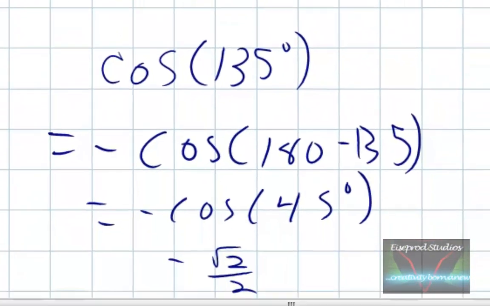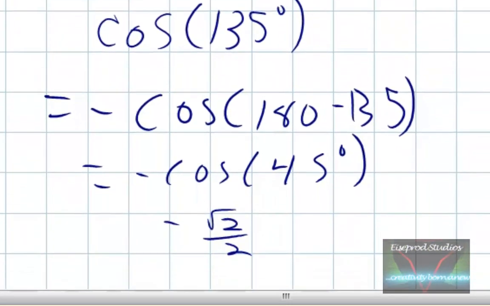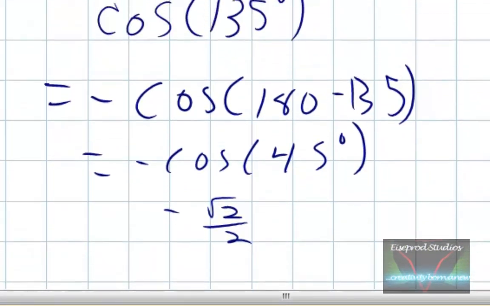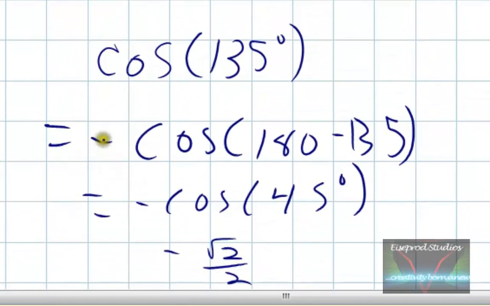Question 35 wants us to find the cosine of 135 degrees. And so at first this looks pretty daunting. You might not know off the top of your head what the cosine of 135 degrees is. But you can use this little trick where you take the negative cosine of 180 minus 135. So this way you have sort of like the complement of this, and all you have to do is make it negative.